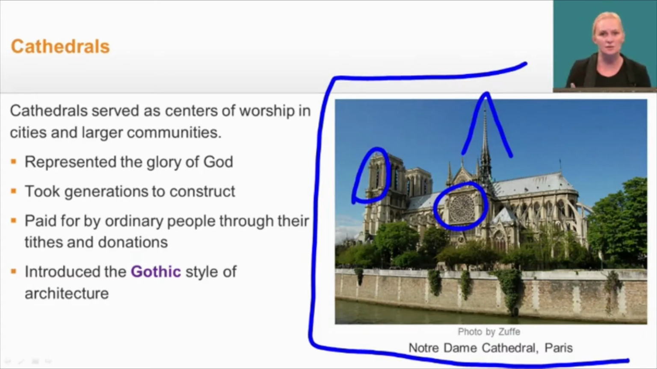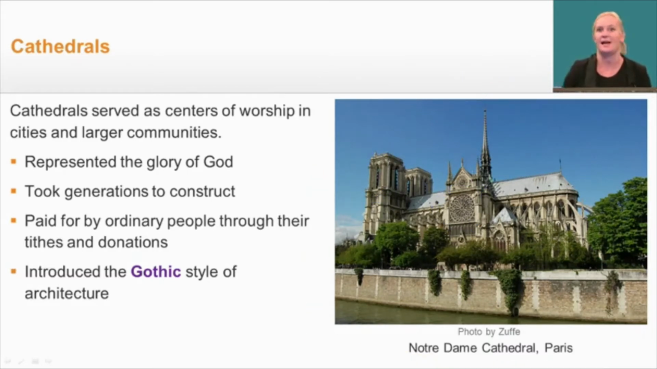Now, these cathedrals actually would dominate the skyline. They were the biggest buildings that would be in those towns. They might be what we would think of as modern-day skyscrapers at the time. And you can see how the church, with these large buildings, would really remind people that the church was in charge at this time, and that was their unifying force.